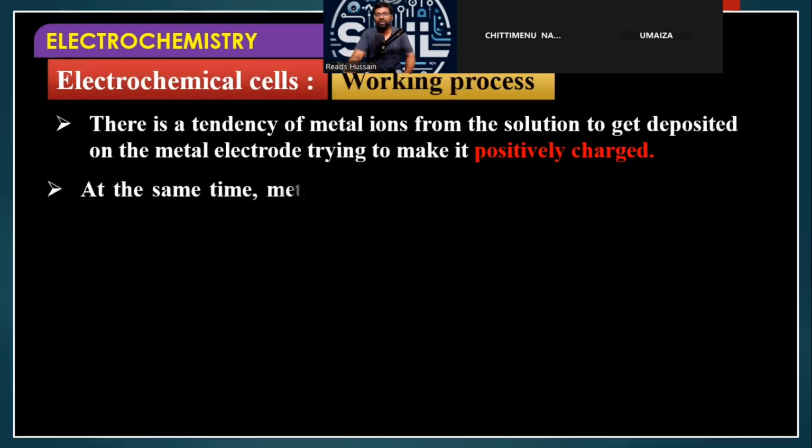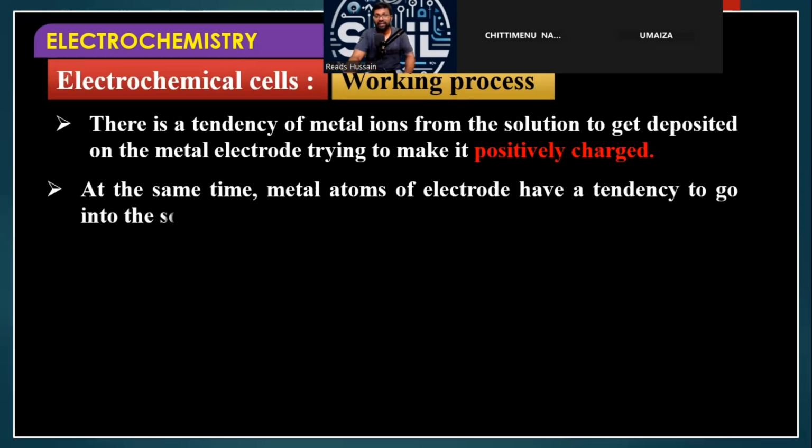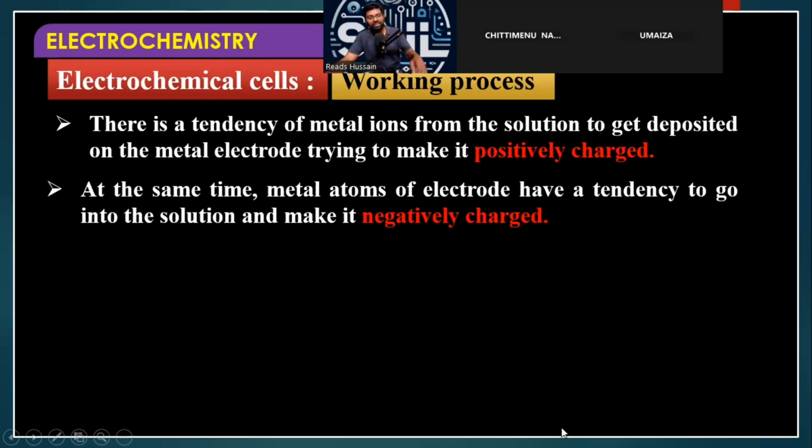This is how the working process goes. There is a tendency of metal ions from the solution to get deposited on the metal electrode, trying to make it positively charged. At the same time, metal atoms of the electrode have the tendency to go into the solution and make it negatively charged. You may not understand this, so I will make you understand by taking a small example.